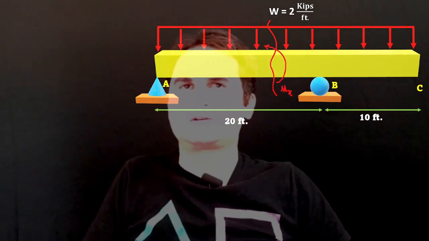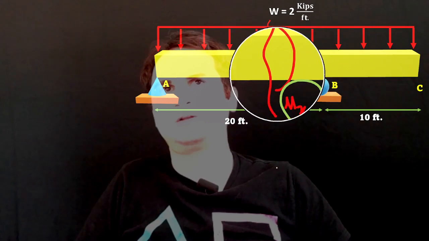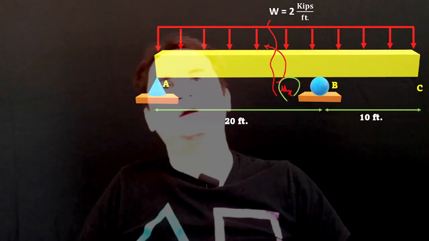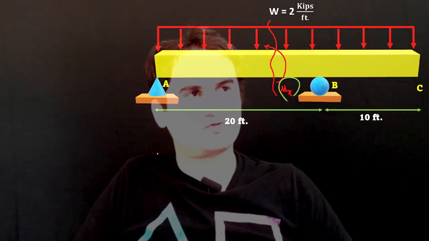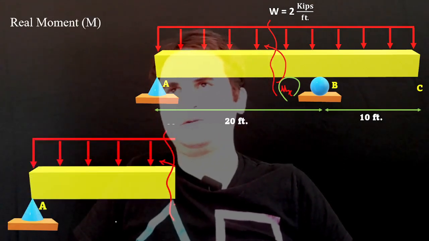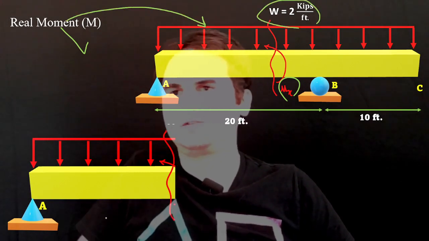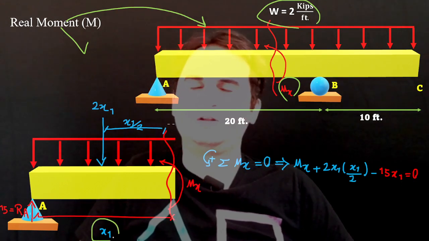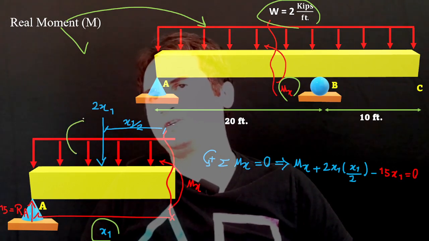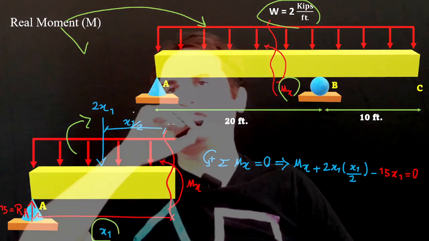First of all, if we cut our section, there is a moment developed here, Mx, at distance x. For the actual load we denote it by capital M, and for the virtual one we use small m. If you cut it at an arbitrary distance, we are considering the real forces on the structure. If we call the distance x1, and convert the distributed load to a concentrated load, it gives us 2 times x1.